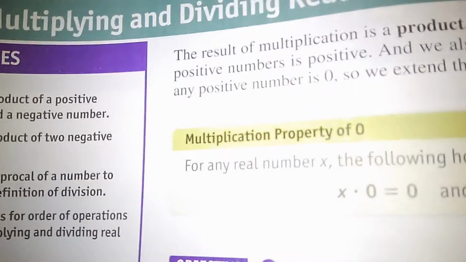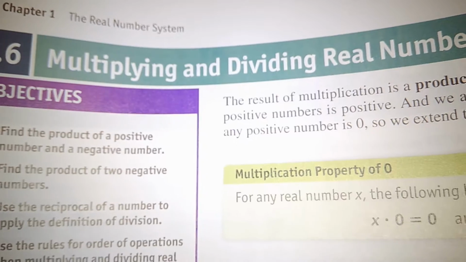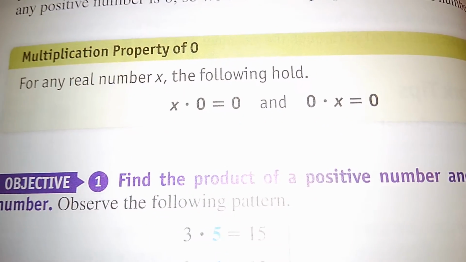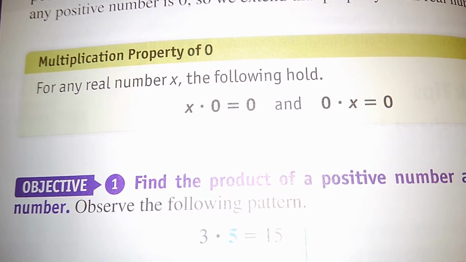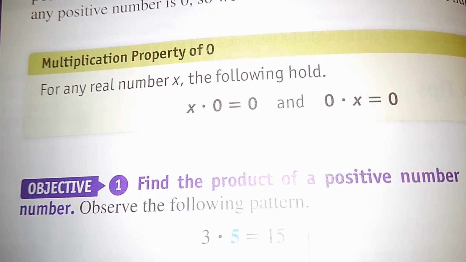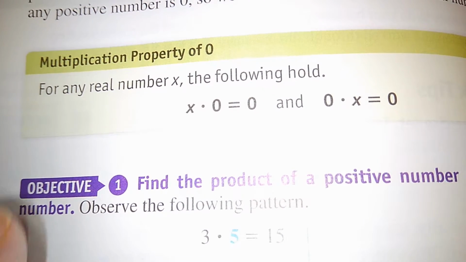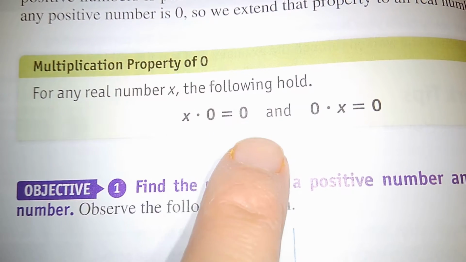Alright, so this is section 1.6, multiplying and dividing real numbers. This is on page 74. It's about multiplication and division. Everybody knows this rule.